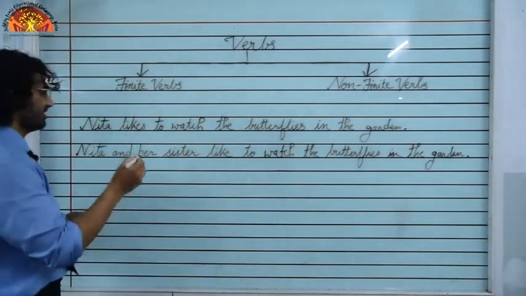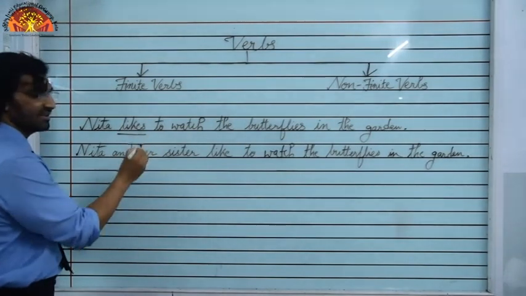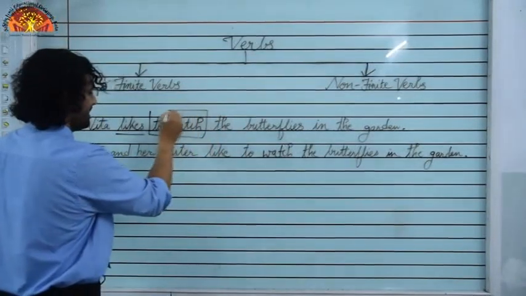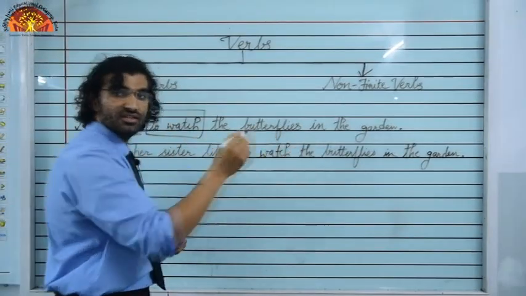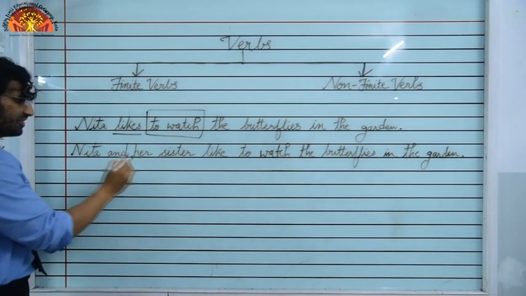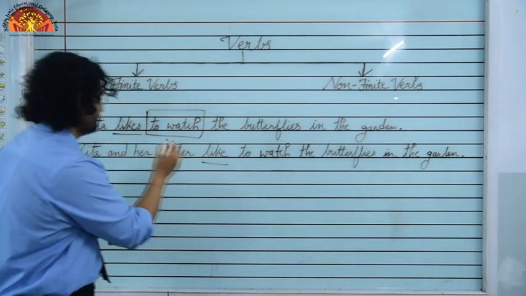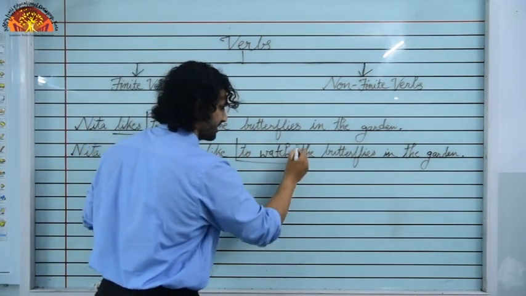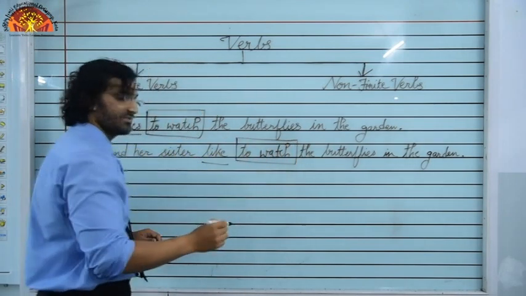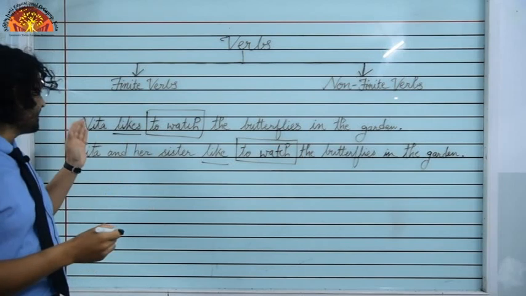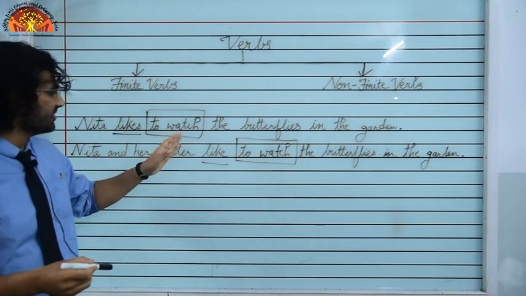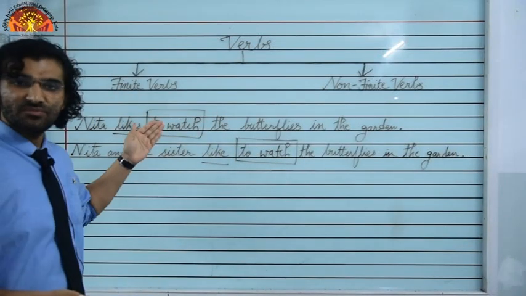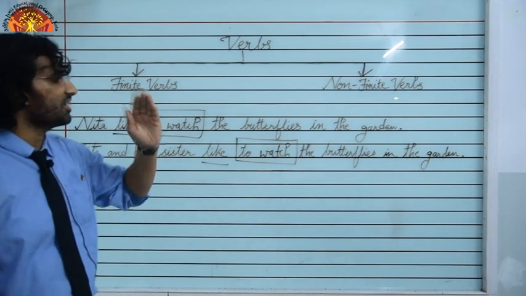Look here. Nita likes to watch the butterflies in the garden. Sentence number 1. Here we have a verb, likes, and here we have a verb, to watch. In sentence number 2, Nita and her sister like. This likes became like. But this to watch remains the same. Which means that this likes and this to watch are two different kinds of verb. Likes is a finite verb and to watch is a non-finite verb.